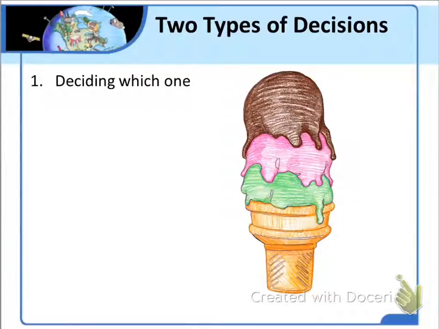The second type of decision involves how much of something to do. Decisions such as how much ice cream to buy, how much pizza to eat, and how much time to devote to studying are all decisions of how much of something to do. Next, we're going to examine the appropriate way to make each one of these types of decisions.